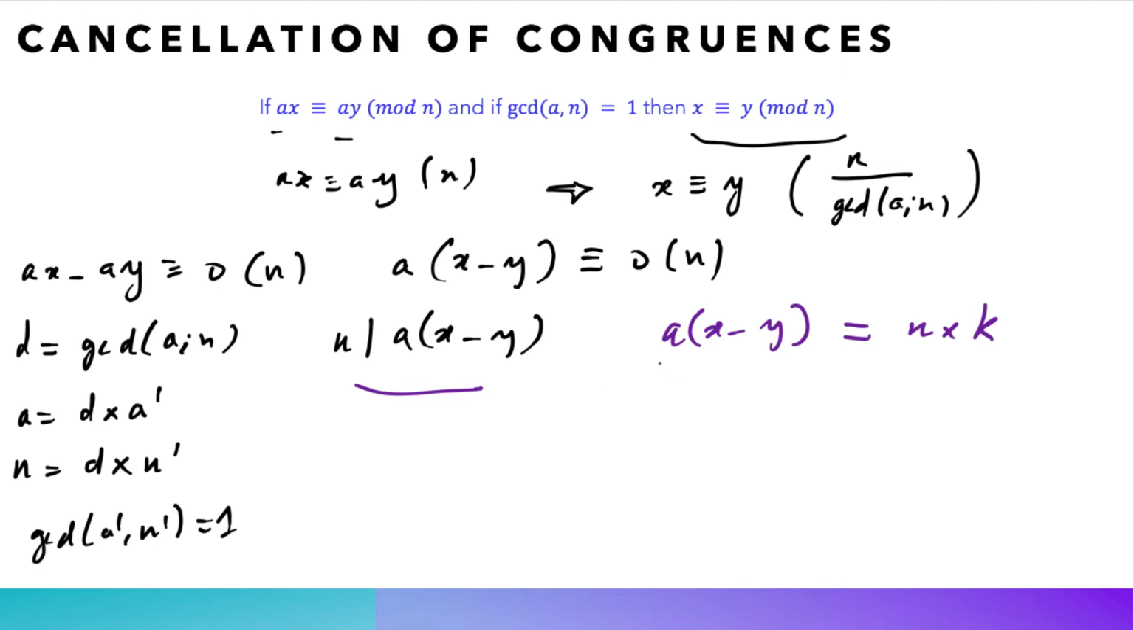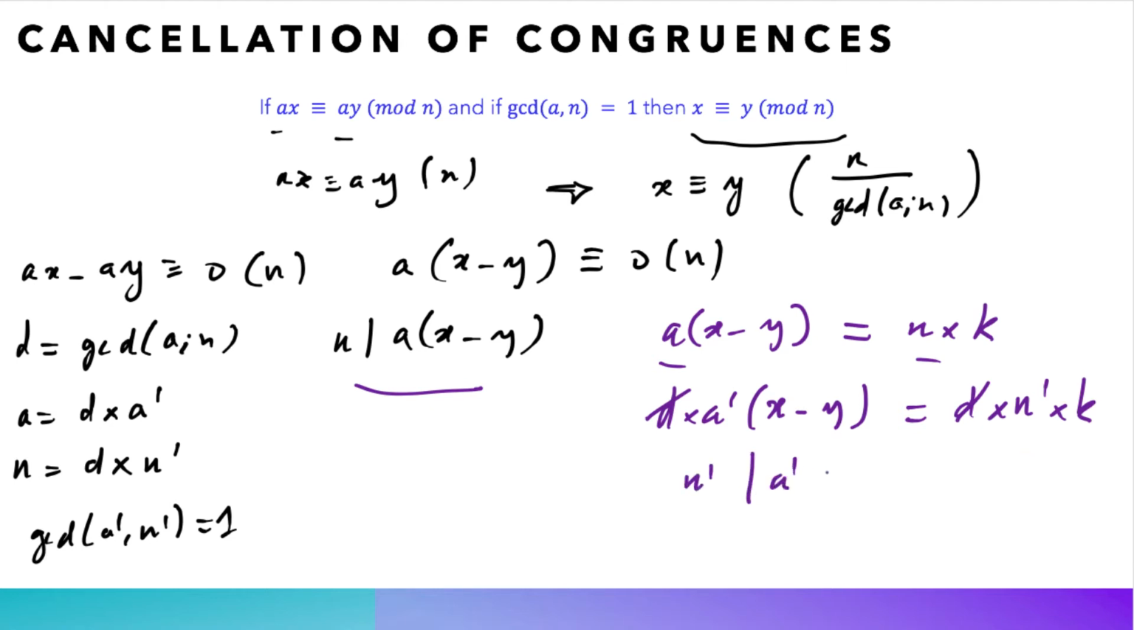And if we replace a and n by d times a prime and d times n prime, one gets that d times a prime, all times (x minus y), is equal to d times n prime, all times k. We can cancel both of the d's, of course, and get that a prime times (x minus y) is equal to n prime times k. This means that n prime divides a prime times (x minus y), which by the Gaussian lemma implies that n prime must divide x minus y.